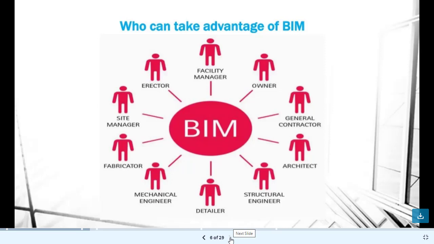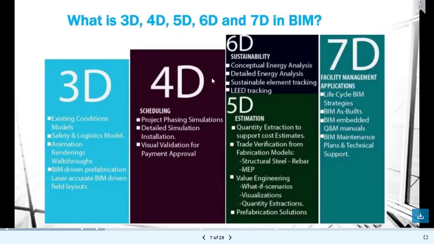Okay. So next, what is 3D, 4D, 5D, 6D and 7D? These are all the software capabilities we are using. So first of all, 3D. In 3D, we have existing condition models, safety and logistic models, animation, renderings, walkthroughs, BIM driven prefabrication, laser accurate BIM driven field layouts. So in this 3D, we have to design initially.